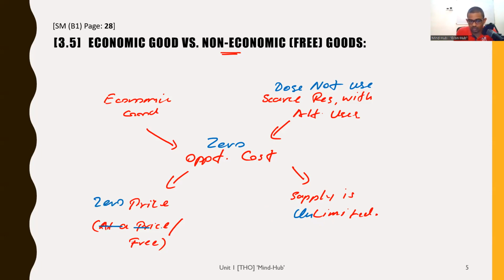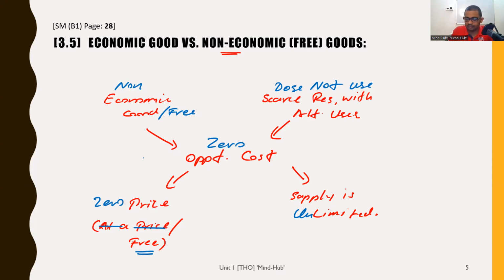At zero price, free. That's why we use the word free. Zero price, freely available, unlimited in supply. So therefore, we refer to them as non-economic goods, or we use the term, what goods? Free goods. We use the term free goods.